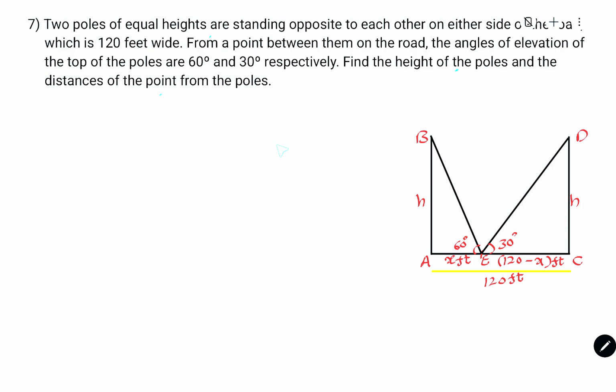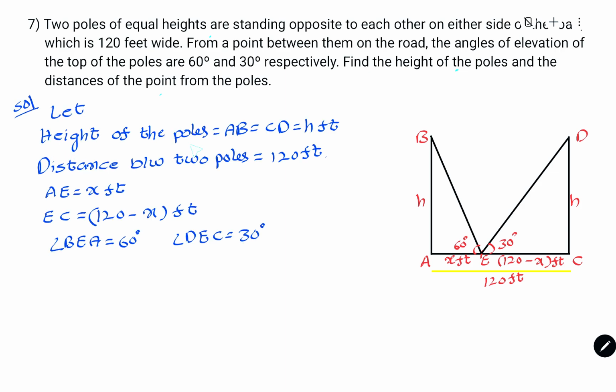Now write the given data. Let height of the two poles AB is equal to CD is equal to H feet. Distance between two poles is 120 feet. Here AE is equal to x feet we assume. Then EC is equal to 120 minus x feet. Here angle BEA is equal to 60 degrees. Angle DEC is equal to 30 degrees.